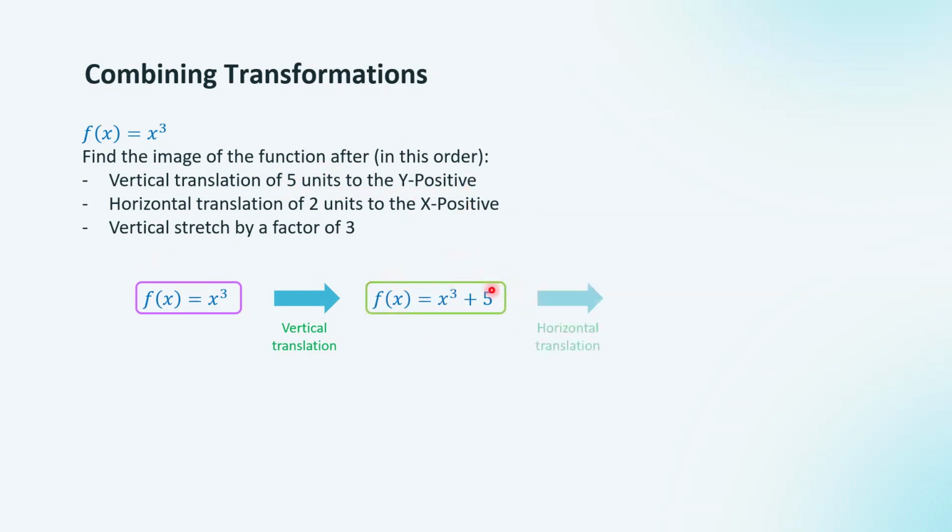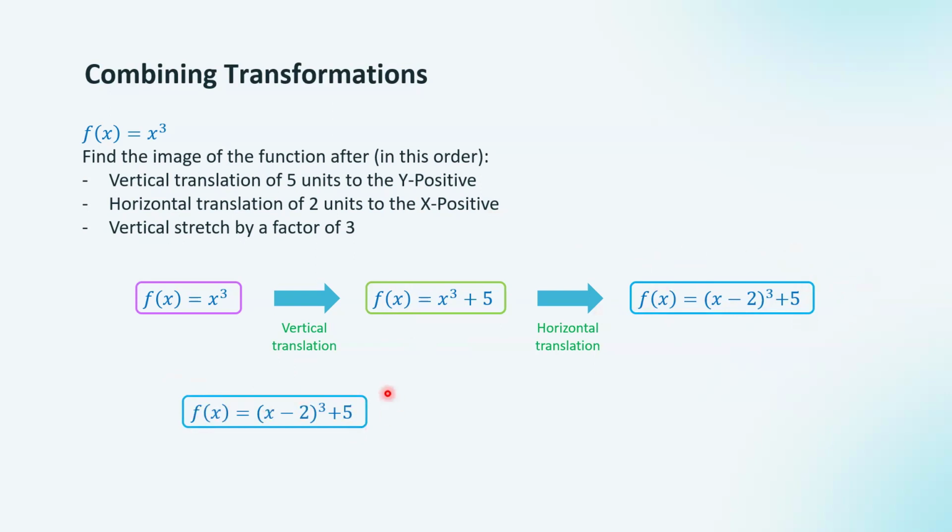Now the next one, horizontal translation. And as we can see, 2 units in the x positive direction. Can you try to guess what will happen? It's going to be x minus 2, cubed, plus 5. So I'll try to put this down here just for clarity. The next step, or the last step, is vertical stretch.